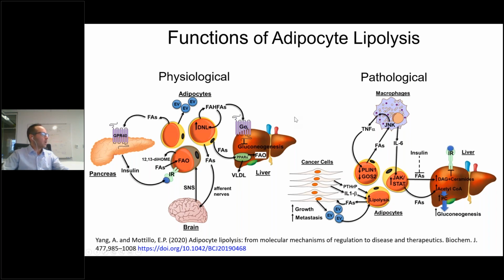So really, targeting adipocyte lipolysis is really a double-edged sword, where under pathological conditions, it seems that the best way may be to inhibit lipolysis. However, under physiological conditions, if we could find ways to further stimulate these homeostatic mechanisms, such as PPAR alpha or these GPCR receptors, we can potentially find a way to regain lipid homeostasis under these various pathological conditions.